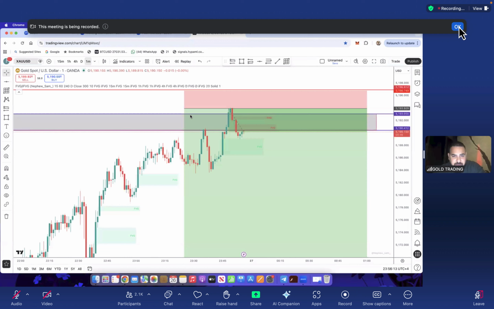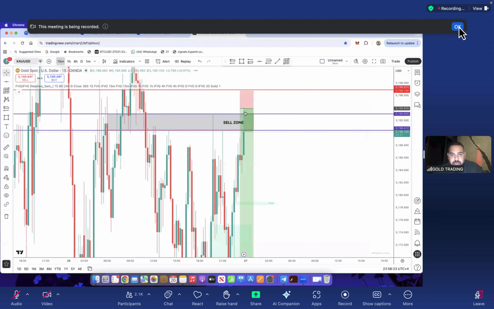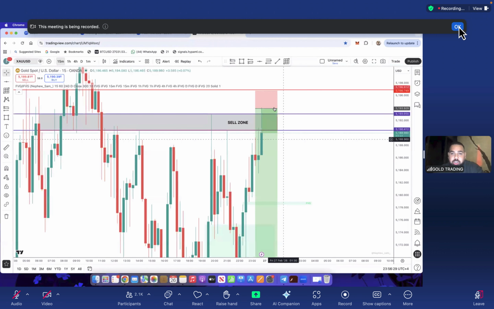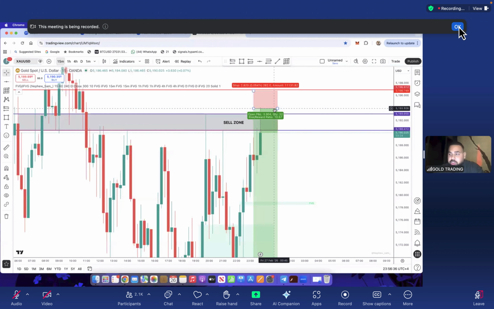If it comes back up, could you add another layer? No. This is a reactive area, right? So it reacted from here. That is what we were expecting to see. Look at our sell zone. On the 15 minute, that was our sell zone. So anywhere here where we were looking to get in, and we got in at the very top because we zoomed in on the 5 minute, and we caught it really, really well.